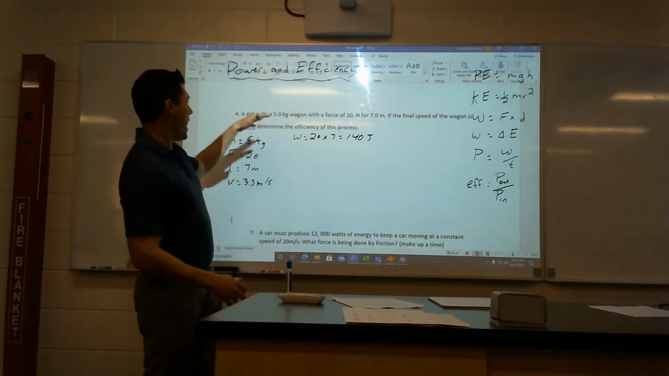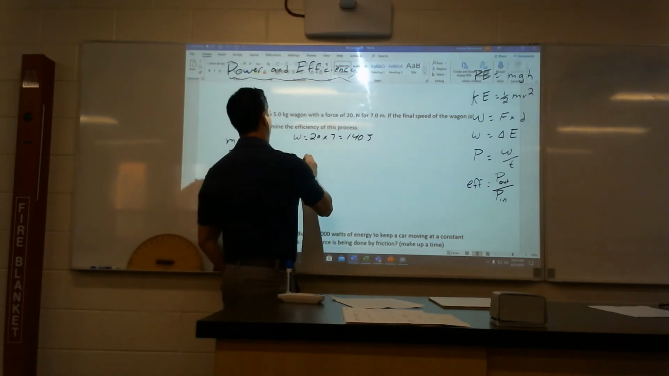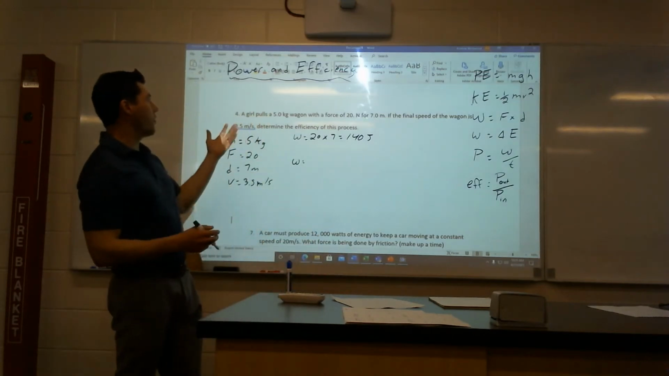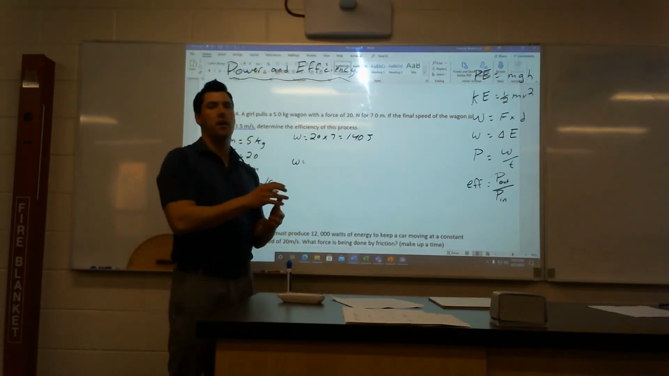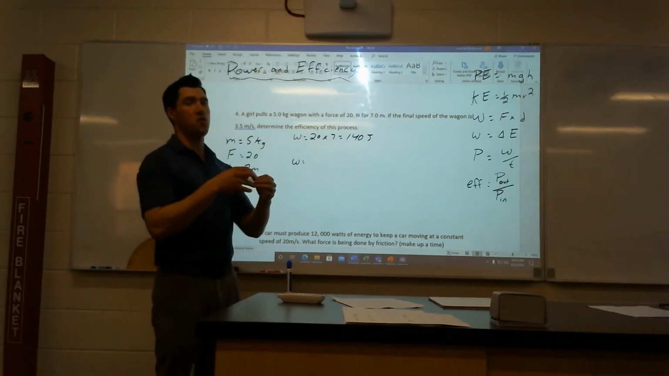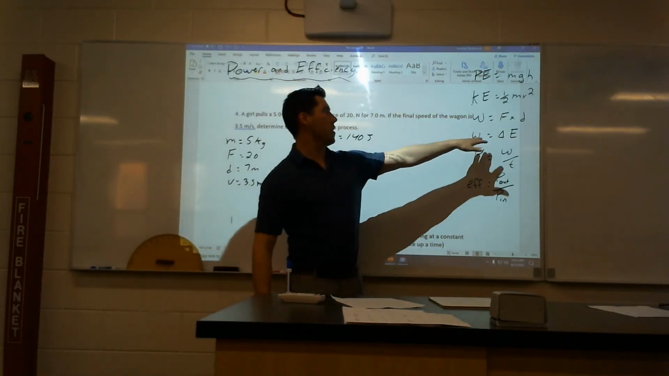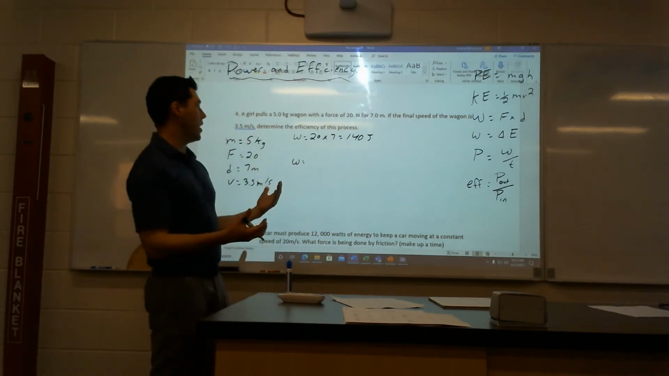Now what actually happened to this wagon in the work sense? Again, how do I find this? Well, she started from rest. Anytime it doesn't give a Vi, we're going to assume that it started from rest. And so we have a change of kinetic energy. When we have a change of energy, we also have a work. So let's see what work actually happened to this wagon.